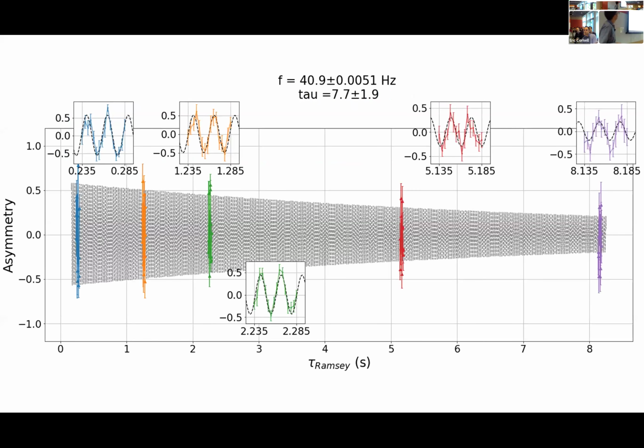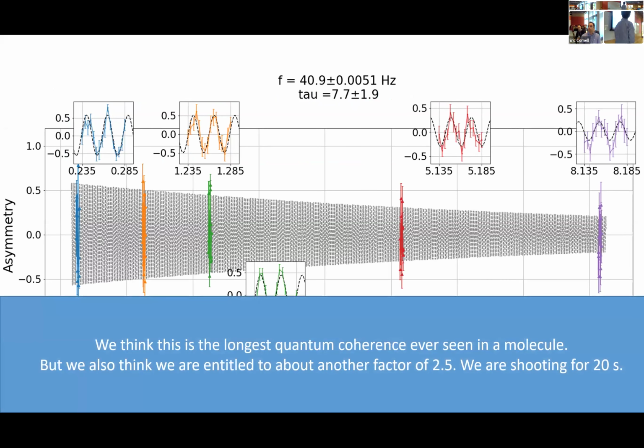We'll find out. Turns out the coherence time is now getting close to 8 seconds, and it's hard to see wiggles here. This is in our new thorium fluoride plus experiment. We're now out to the decay of coherence, seeing coherence all the way up to about 8 seconds. We think this is the longest coherence time ever seen in a molecule. But we're greedy. We have done calculations. We think we should be able to get out to 20 seconds. So we're aiming for that.